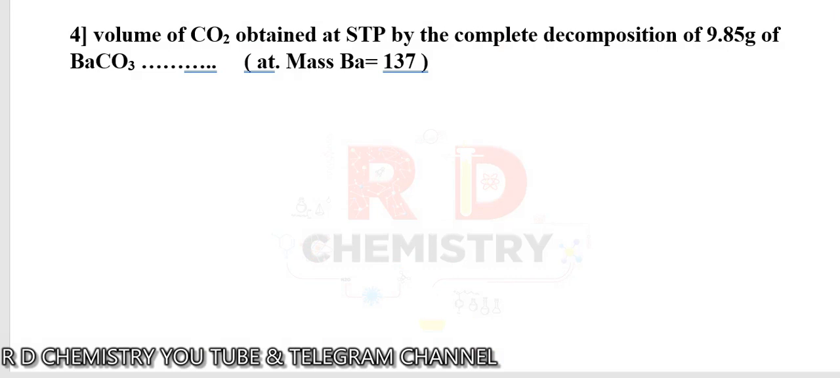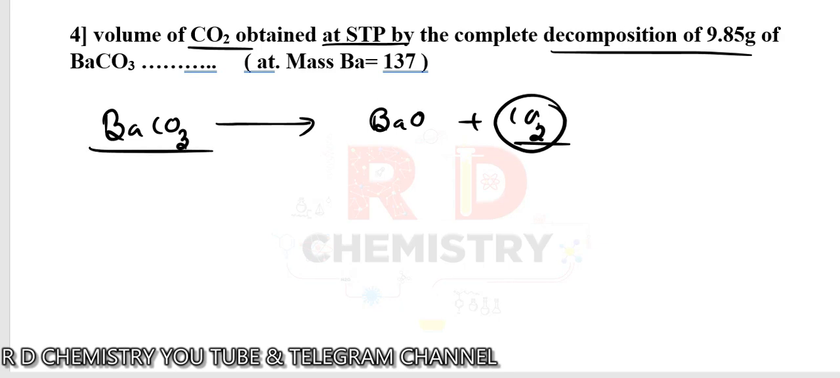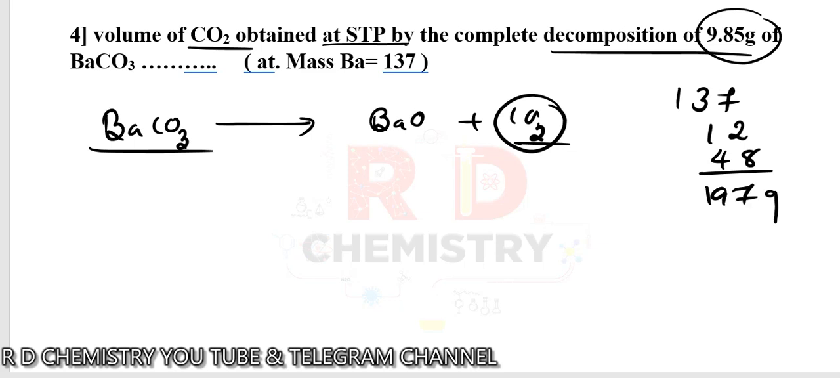Fourth question. The volume of carbon dioxide produced at STP by the complete decomposition of 9.85 grams of barium carbonate. For such questions, we have to write down the balanced equation. So you know that barium carbonate, BaCO3, on heating produces barium oxide plus carbon dioxide. We'll calculate the molar mass of barium carbonate because it is given in grams. Barium atomic mass is 137, carbon is 12, oxygen is 16 times 3, that is 48.